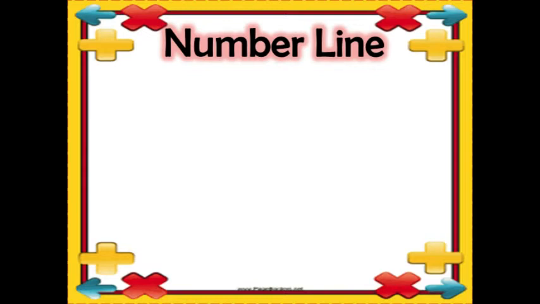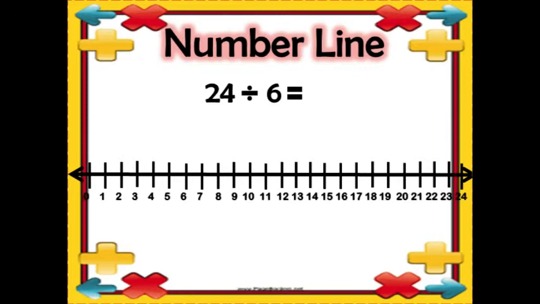So again, number line, we can show division using the number line. So for example, we have here 24 divided by 6. So I have here a number line. We have 0 to 24. We have 24 because our dividend is 24. So next thing is we have 6. So we are just going to divide 24 by 6.